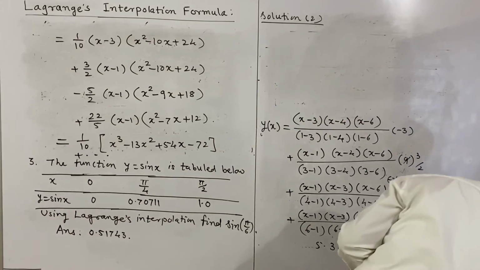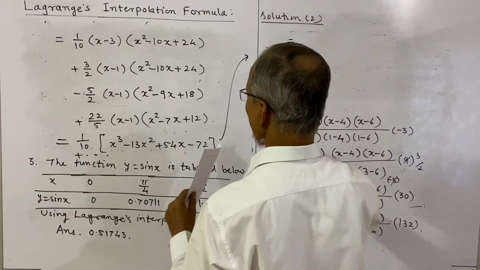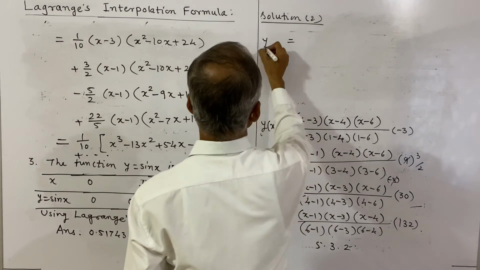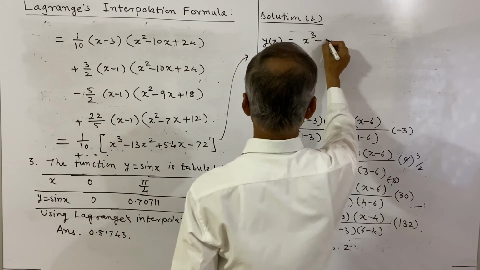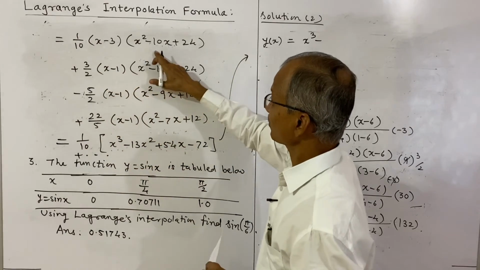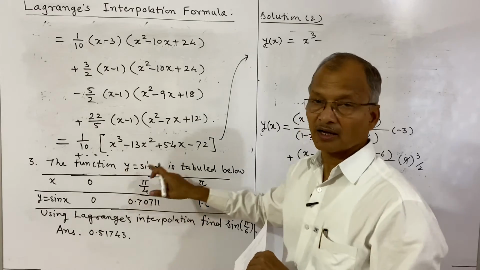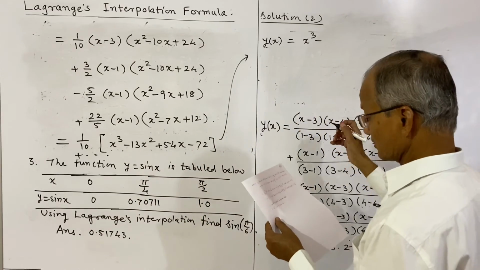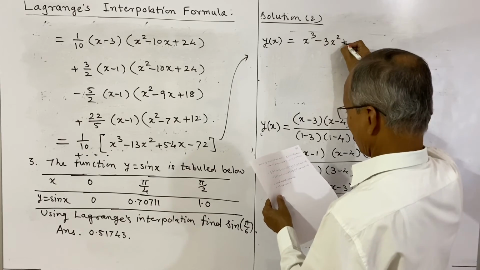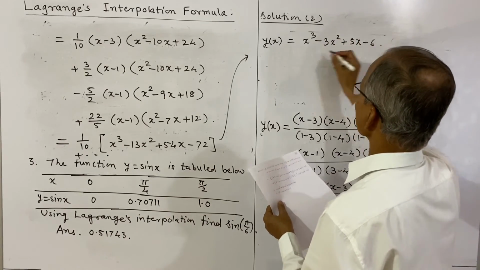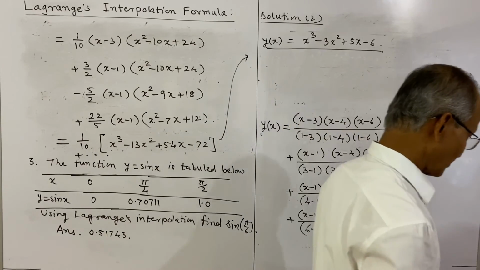Yes, so these are the terms, and plus so on, and then the answer after addition is y of x, or y simply, is equal to x cube minus, I have done the calculation for this. Similarly you do these remaining and add all these terms, and then the answer is x cube minus 3x square plus 5x minus 6. So this is the required polynomial and is the answer for the second problem.